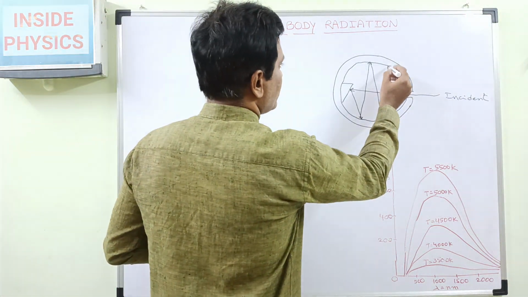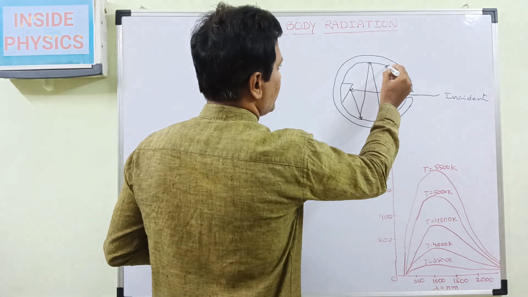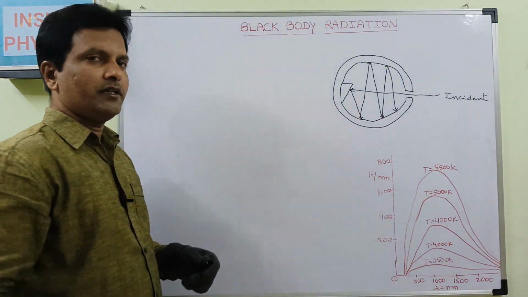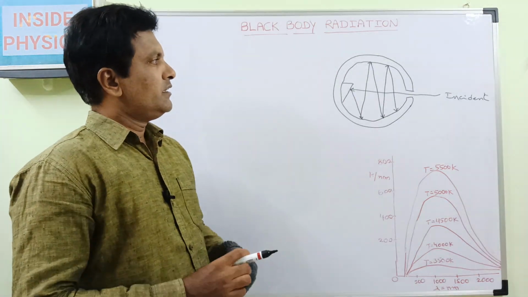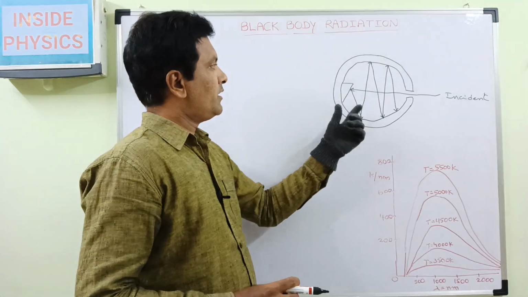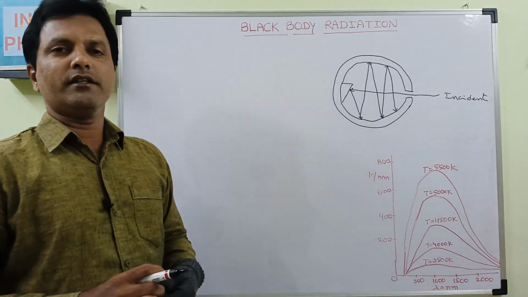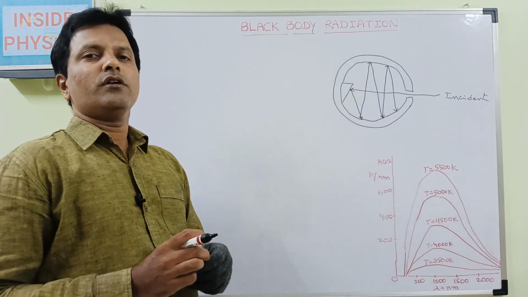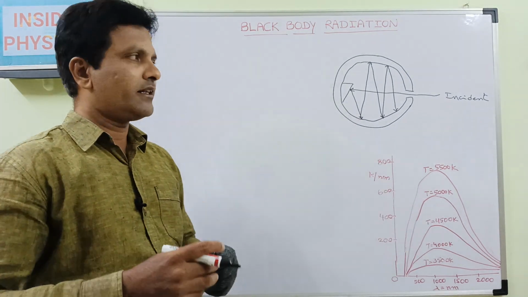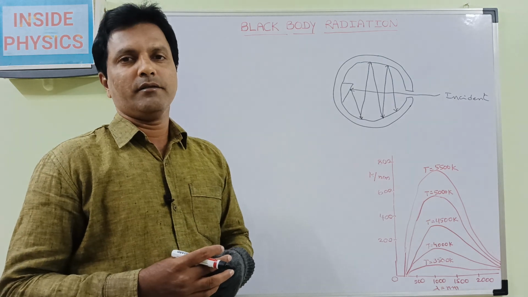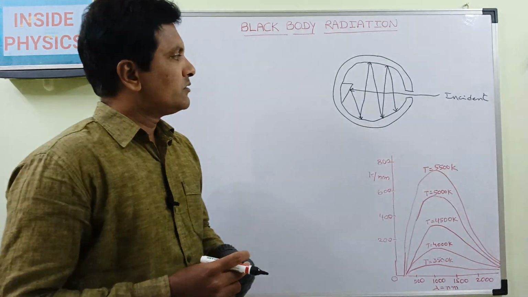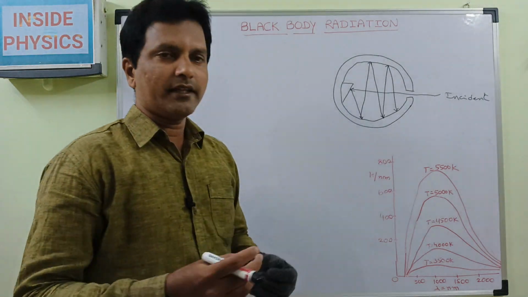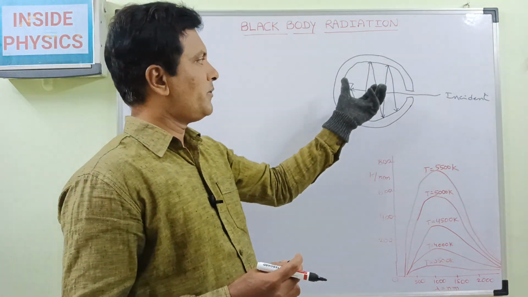In this way, all the incident radiation inside the sphere will be absorbed and reflected. Some part is absorbed, some part is reflected. This process continuously happens inside the cavity, and finally the total radiation inside the cavity will be absorbed by the sphere. If the total radiation inside the cavity is absorbed, it looks black inside.